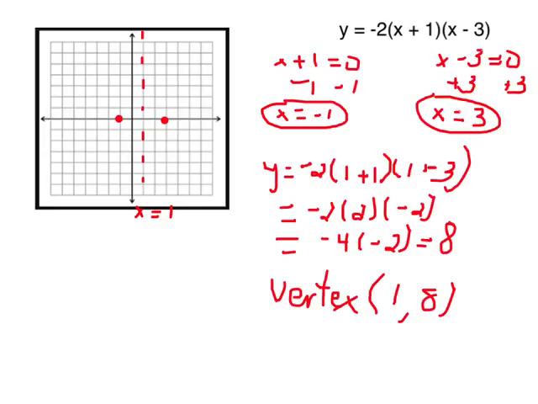So we just go graph that point. So +1, 8 is somewhere up here. As you can see, the parabola does open down just like we expected because the a coefficient is a -2.